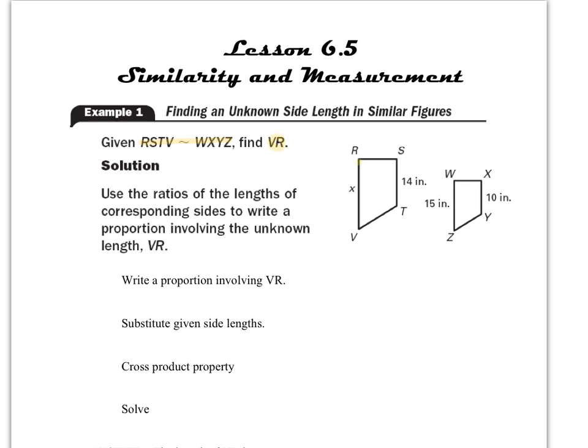So we are looking for this side length, and we're going to find that by using the property that tells us that corresponding sides are proportional to each other. So the ratio of corresponding sides are proportional. So there's actually 4 sets of corresponding sides in this picture. We can say that VR corresponds to WZ. That's this to this.